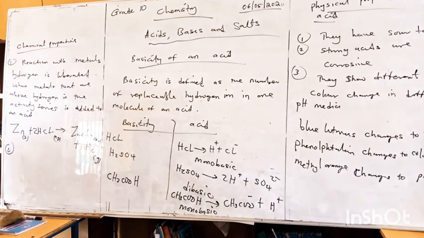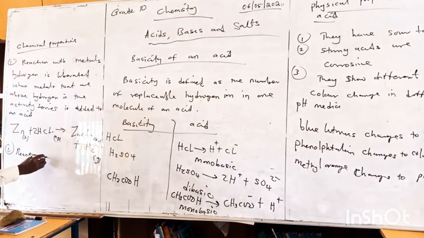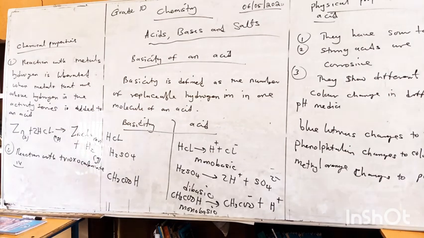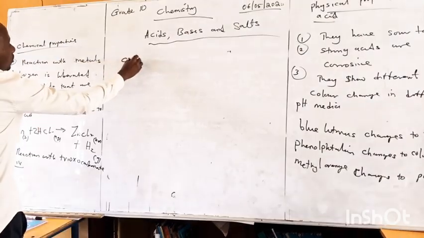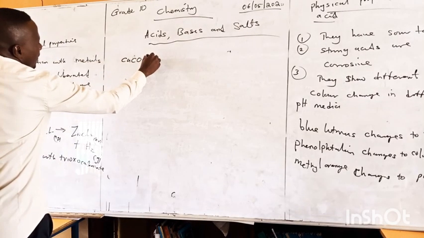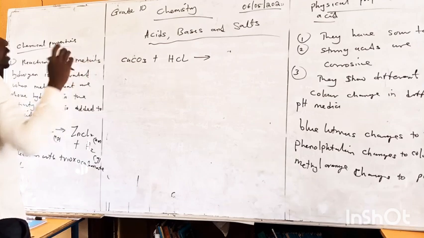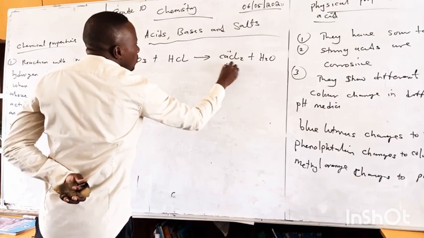Now, second one, let us look at the reaction with trioxocarbonate(IV). When you add acid to a trioxocarbonate(IV) salt, there will be a chemical reaction. There will be evolution of carbon(IV) oxide gas. For example, calcium trioxocarbonate(IV) added to an acid, HCl. When you add this to an acid, there will be a chemical reaction. It will liberate carbon(IV) oxide gas. This will give us calcium chloride plus H2O plus CO2.